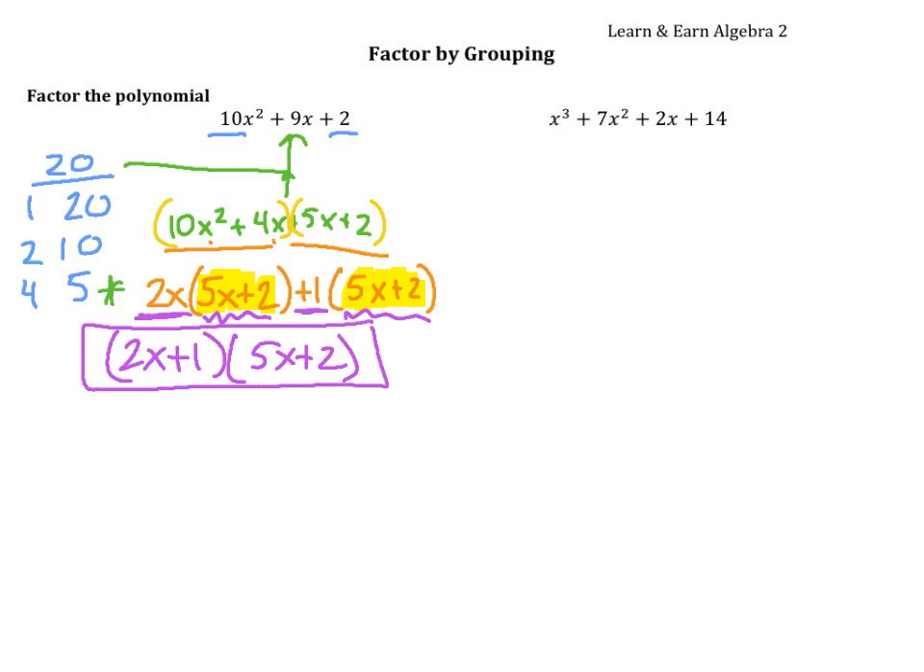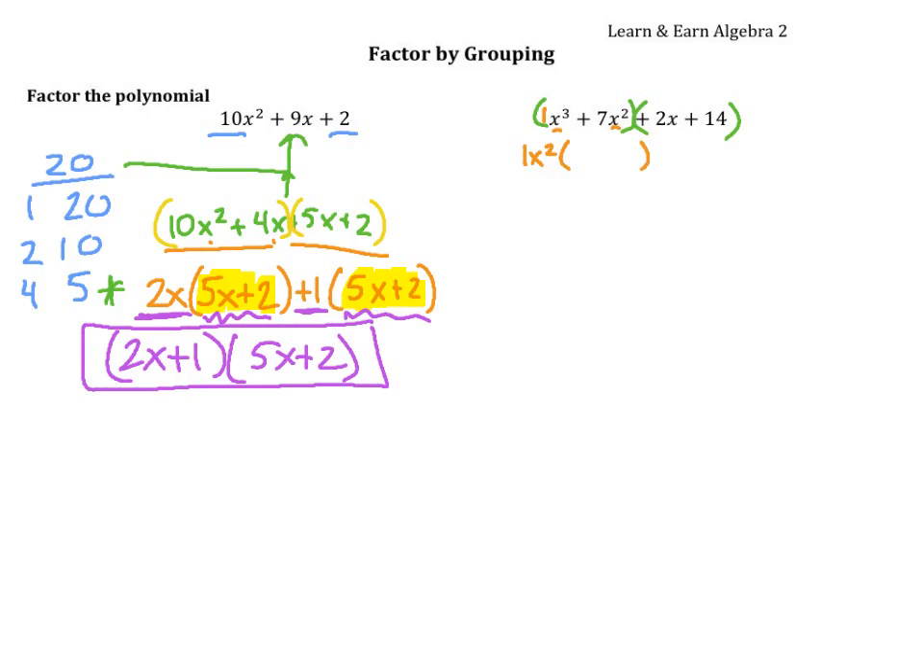Now let's take a look at the second example. When you see something like this with 4 terms, you're just going to go ahead and group it together, the first 2 together and the second 2 together. And then we're going to go ahead and factor using GCF for both groups. So here we have a 1 and a 7. There's nothing that goes into that, so I'm just going to pull out a 1. Now I have 3 x's here and 2 here. Well, 2 of them match up.